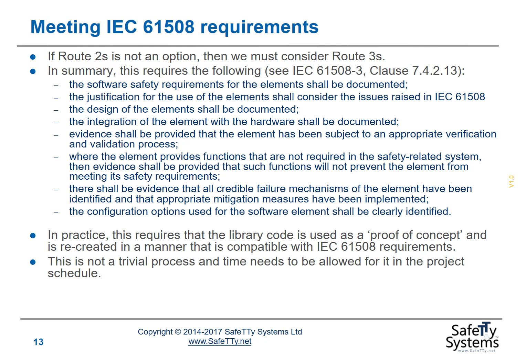Where there shall be evidence that all failure mechanisms of the element have been identified and that appropriate mitigation measures have been implemented. So what can possibly go wrong with your software library? How are you going to work out that something's going wrong, and what are you going to do about it? And you also need to consider the configuration options used by the software element. These must be clearly identified, so you need to work out what configuration settings might be used with a particular software library, and consider all of the options and make sure there are no dangerous configuration options, for example.